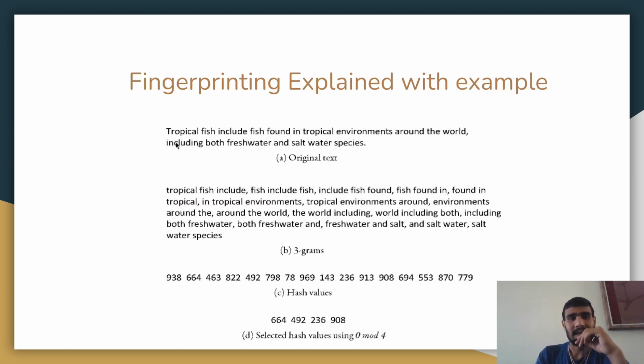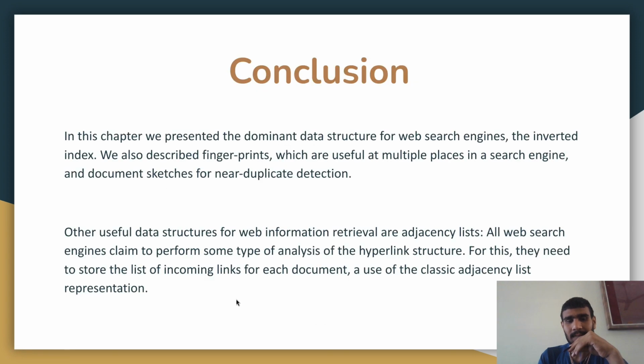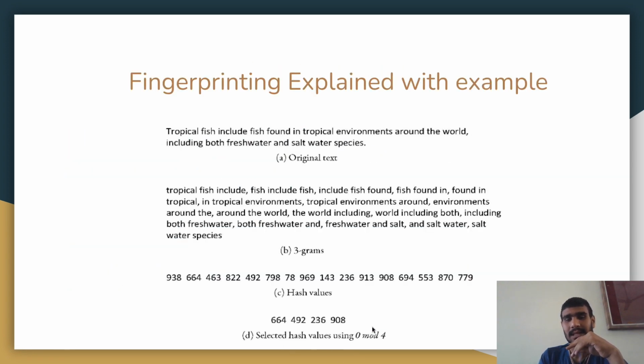So let's see it with an example. We have the text, tropical fish include, this is the original text, and these are the n-grams. Here we are using 3-grams, and these are the hash values for all of them, right? Now these are the further selected hash values using 0 mod 4. This is the 0 mod 4 technique, meaning whatever hash values are divisible by 4 will be chosen. So 664 is divisible by 4, and 492, and these are chosen. Now this is the final size of the hashed vector. Now we will compare this with the vector of another document. And this was the fingerprinting algorithm.